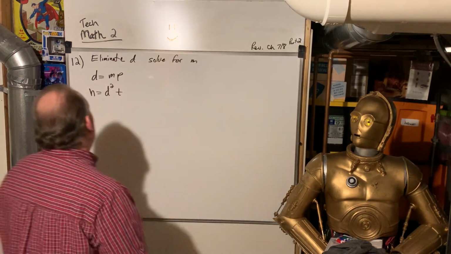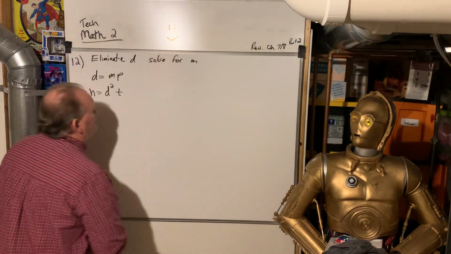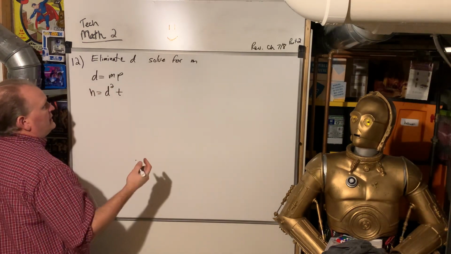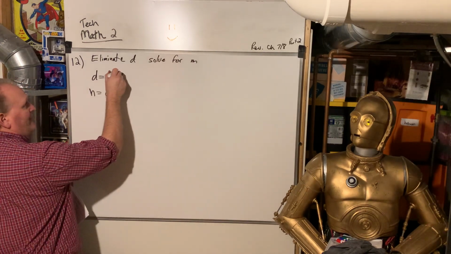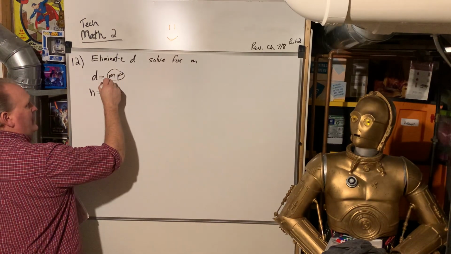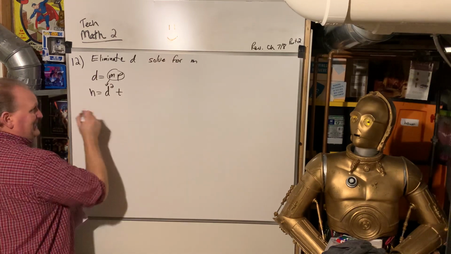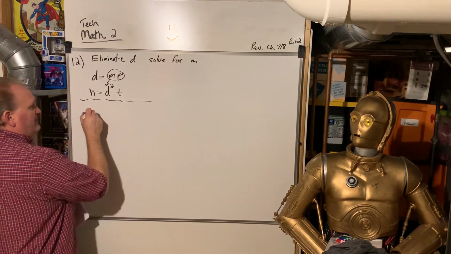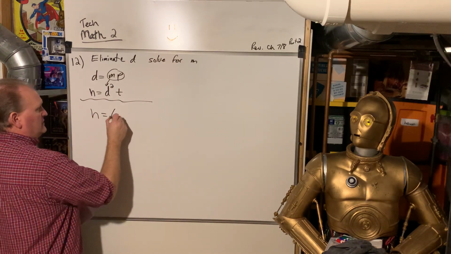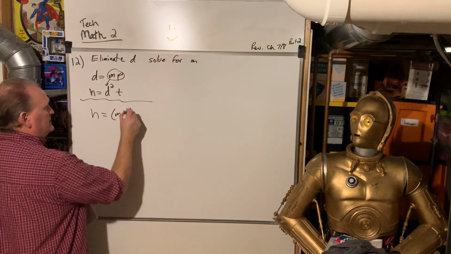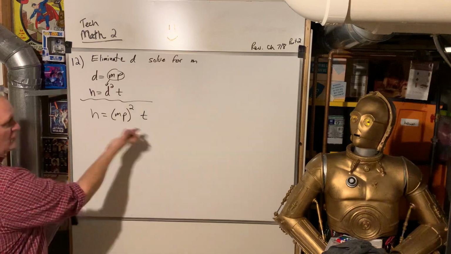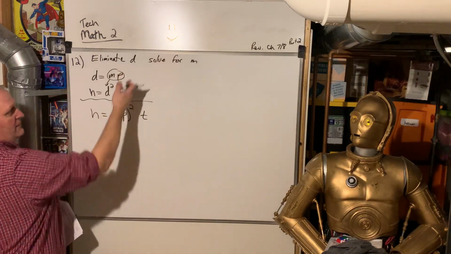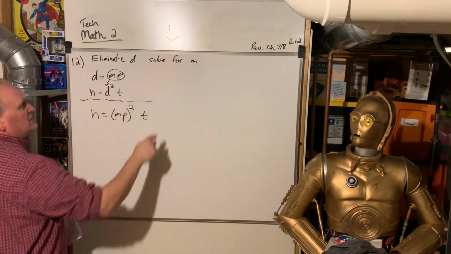Part 2. So eliminate D, solve for M. What you're gonna do there is we're gonna eliminate through substitution. So they already have it solved for D for us. So we're gonna take MP and put it into the other equation. So now we have this. H is equal to MP quantity squared T. So there is no more D. So we've done that first part. We've eliminated D. Now solve for M.